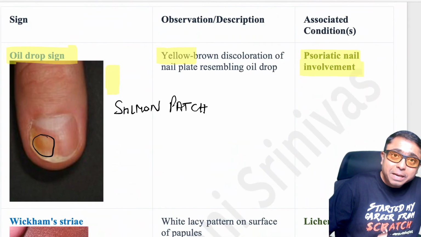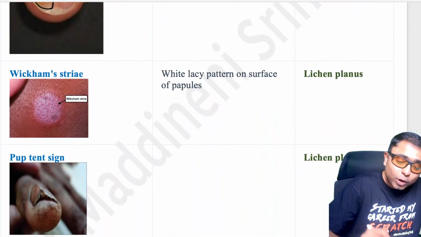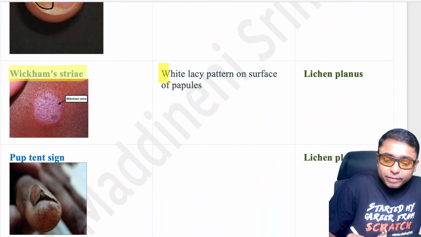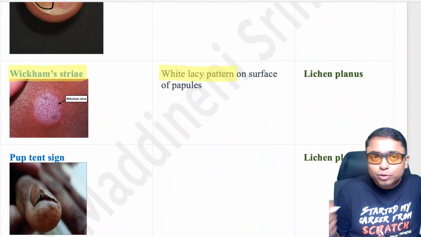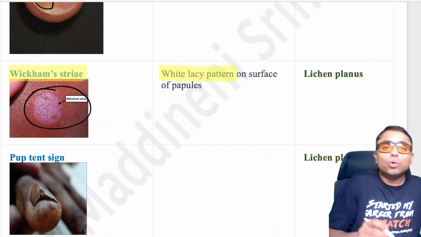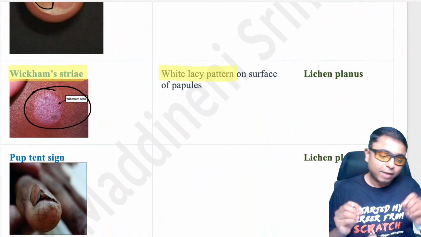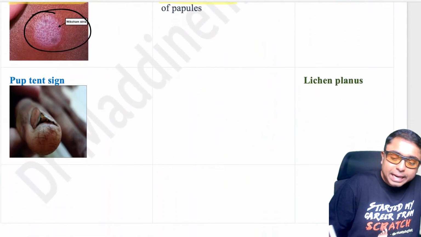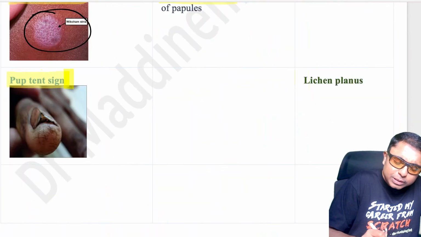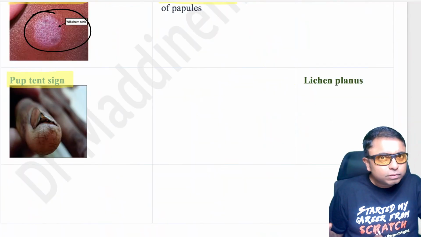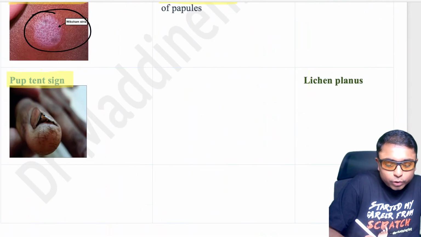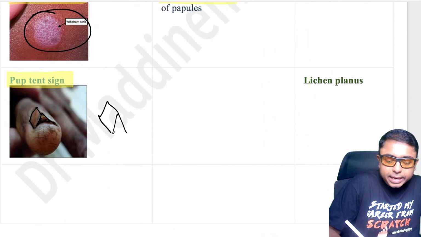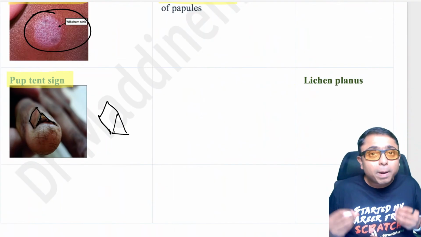Next, in lichen planus, please remember, we have what is called Wickham's striae, in which there is a white lacy or reticulate network-like pattern seen over the skin and also over the mucosa. Wickham's striae, very important buzzword. Next, in lichen planus nails, the most common nail finding is thinning of the nails. Because of this excessive thinning, they become very fragile, and now the nail takes a shape just like a tent. So this is what is called a pup tent sign.